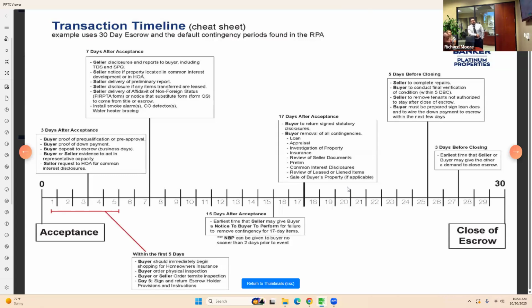And then we go to 3 days prior to closing. That's the earliest that the seller or the buyer can send over a demand to close escrow if you think that they might not close for some reason. But let's not even go there. We're having a good time. The transaction's going fine. And then we get to day 30 and then it closes.